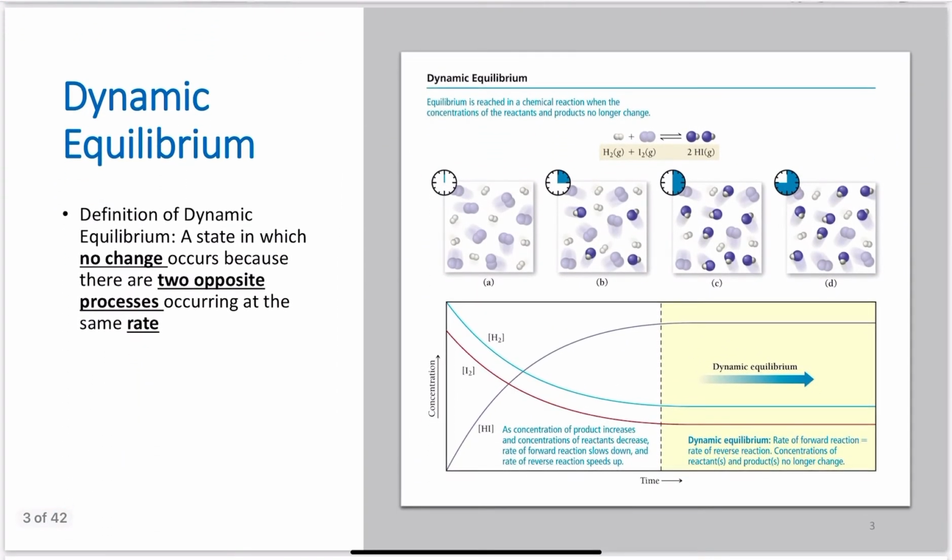So what is a dynamic equilibrium? A dynamic equilibrium is defined as a state in which no net change, I keep saying charge, no net change occurs because there are two opposite processes occurring at the same time. Let's pull back out of chemistry for a little bit.